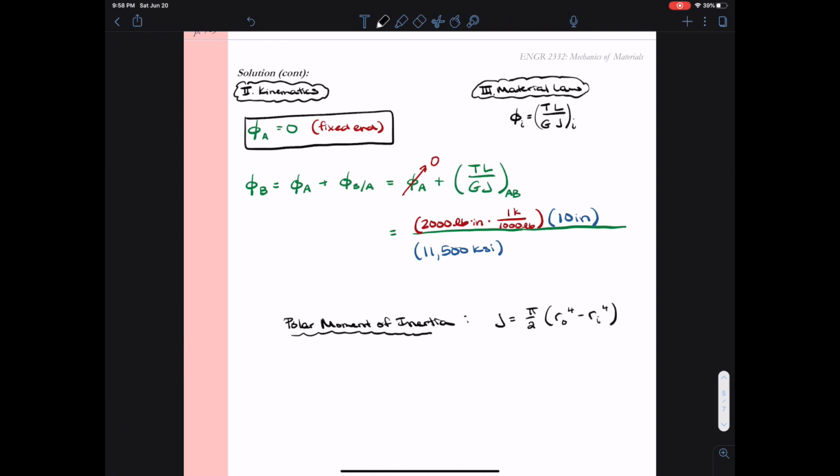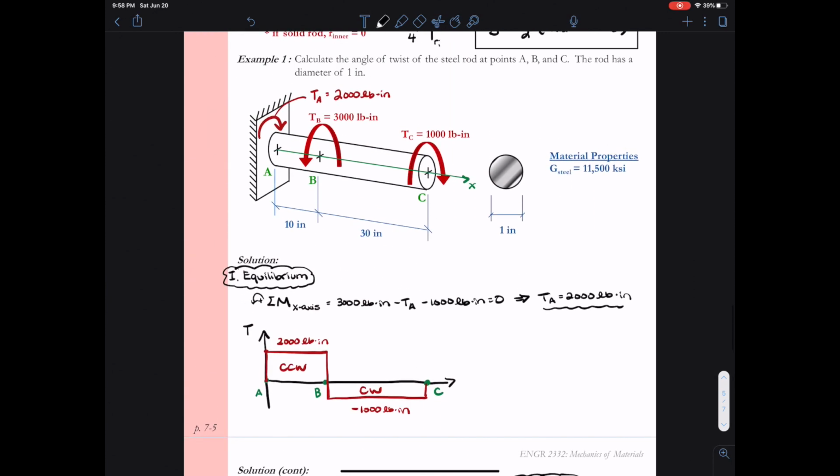Okay, now in this particular case we have a solid rod, and so our inner radius is going to be 0. So J is going to be pi over 2 times the outer radius to the fourth. The outer radius is 0.5 inches raised to the fourth, minus the inner radius, which is 0.